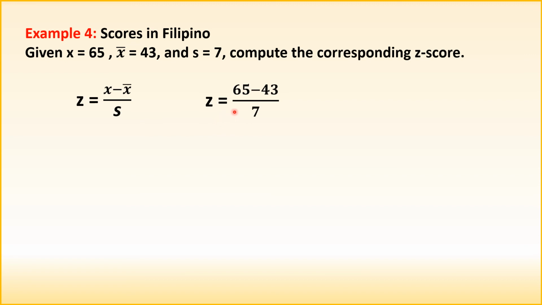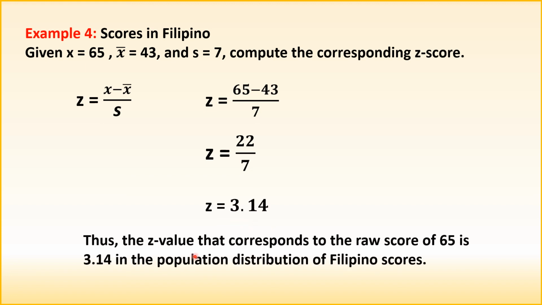Substitution, we will have now 65 minus 43 all over 7. 65 minus 43 is 22. Divide by 7. Ang z natin ay 3.14. So, the z-value that corresponds to the raw score of 65 is 3.14 in the population distribution of Filipino scores.